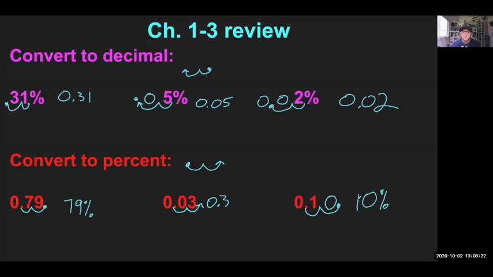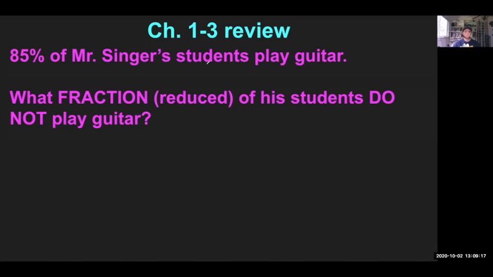All right, so here's the last one. 85% of Mr. Singer's students play guitar. What fraction, reduced fraction, of his students do not play guitar? Notice that do not is all capital, and I'm underlining it now, and you have to put in a fraction as your answer. So this is very important. So if 85% of Mr. Singer's students do play guitar, we have to do 100 minus 85 to figure out how many don't play guitar, or what percent does not. So 100 minus 85 is 15.